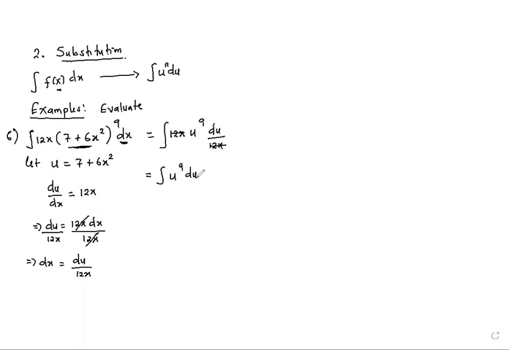So now we can integrate easily. To integrate u power 9, we just add 1, it becomes u power 10, and then divided by 10 plus a constant c. But we can't submit our answer in the u form. You put back the x. So u is 7 plus 6x squared, to the power 10 divided by 10 plus C. This is what we have.